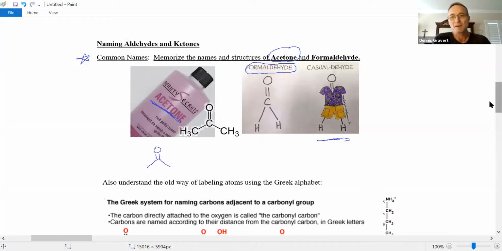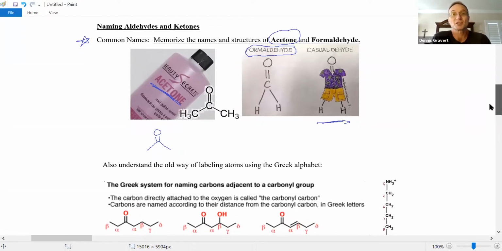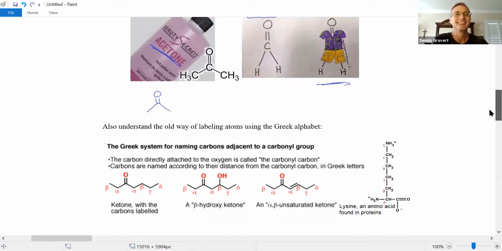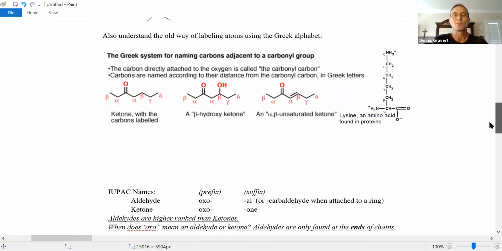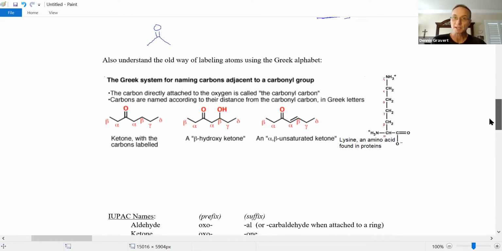Two common names, memorize them, know their structures and their names. And I think we got half of them covered already. Nice. All right. Something else from the past, so I thought I'd put it in here. Back in the common names, they didn't number their chains. IUPAC was the first to start numbering chains consistently in a pattern.